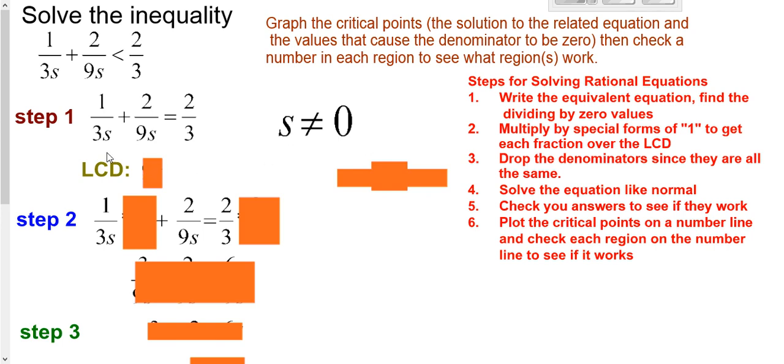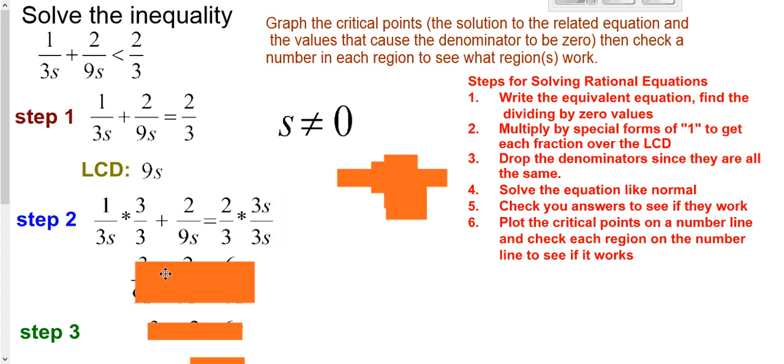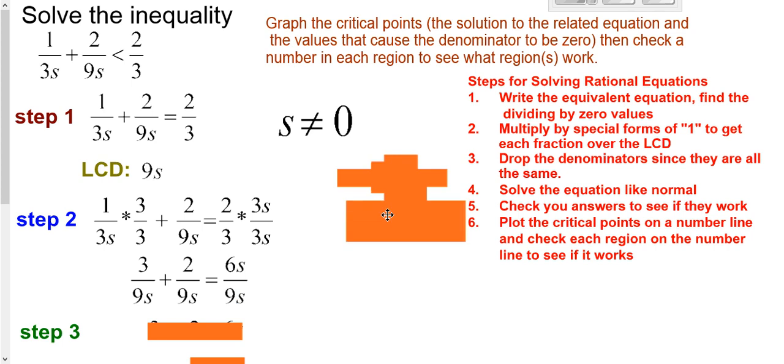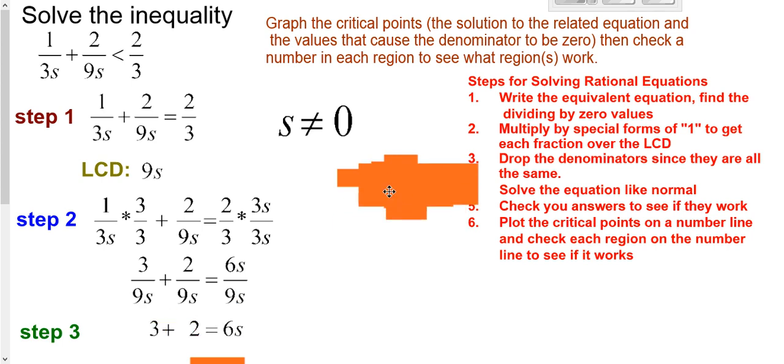Now we find our least common denominator. In this case, it's 9S. Multiply by special forms of 1, just like we did with the equations. Multiply by a special form of 1 here. Then we end up getting 3 over 9S plus 2 over 9S equals 6 over 9S. Once all the bottoms are the same, we don't need them, and we can continue to solve that.